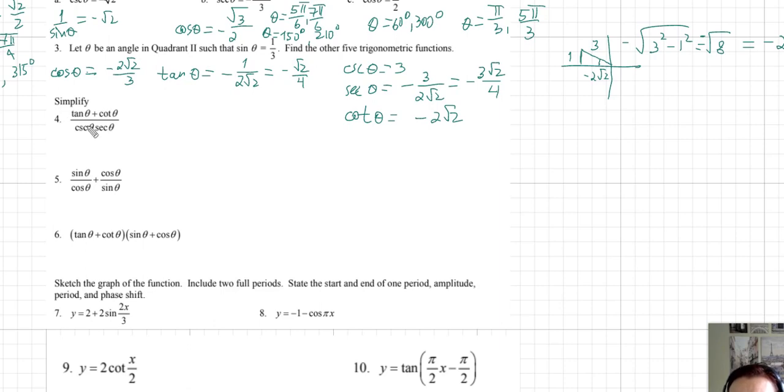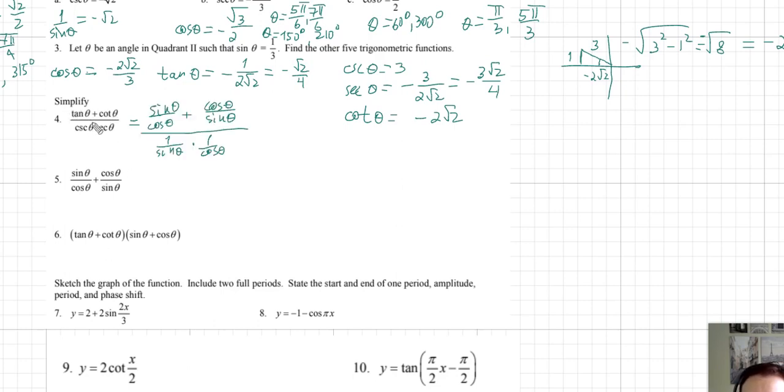Moving on to problem number 4, tangent plus cotangent over secant times cosecant. I would probably convert everything into sines and cosines, and then bring them all to the common denominator. So that might be a little bit ugly. I'm going to pause it for a moment and then unpause it once I write down a bunch of stuff.